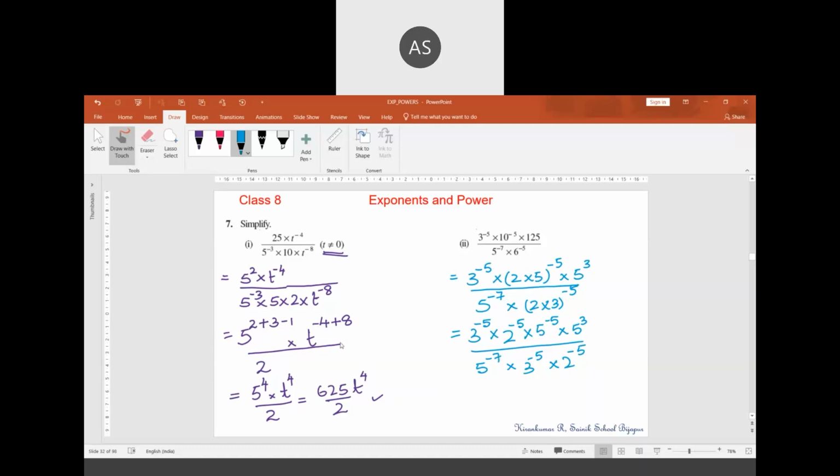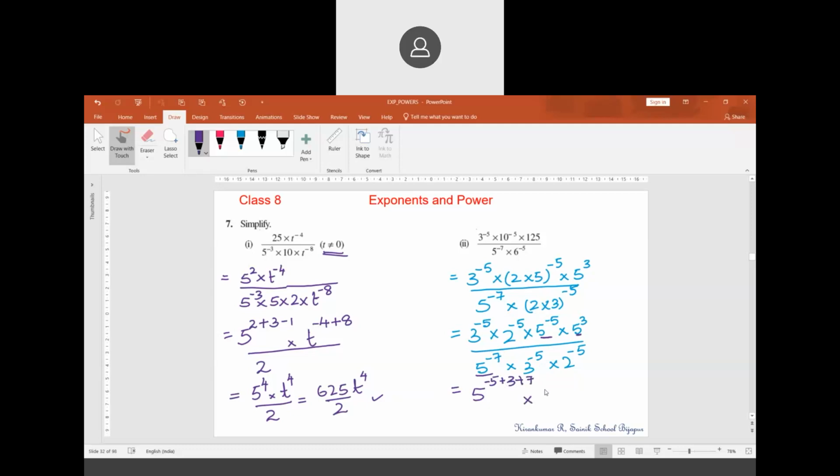Now how do we simplify? Let us go with the bases. We can directly cancel out the 3s. If I consider 5 as the base, I have to consider this number: minus 5 is there on the power, minus 5 plus 3. Here positive 3 is there, so I have to write plus 3. In the denominator also there is 5 to the power plus 7.